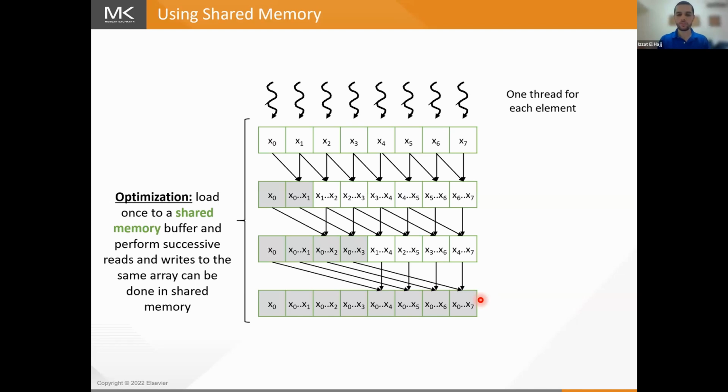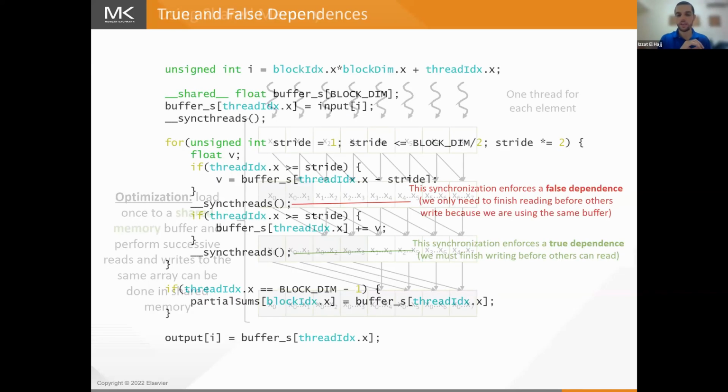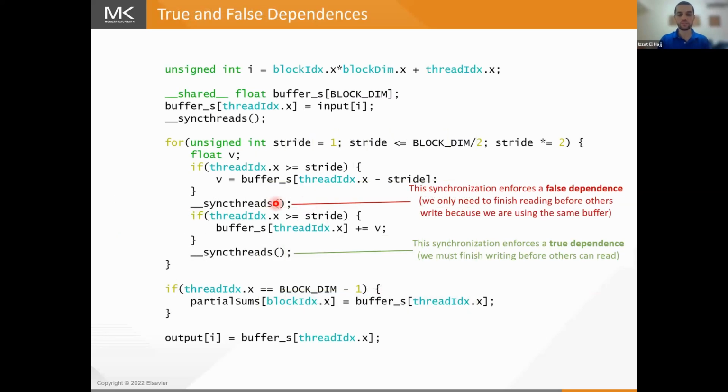We also observed that in our initial implementation, we distinguished between two different sync threads. One of them was enforcing a true dependence, and another one was enforcing a false dependence. A true dependence is where we need to wait for a thread to finish writing something before we read it. Here it's a true dependence because we really need to wait: I cannot read something before it gets written. Whereas the false dependence is where we wait for a thread to finish reading something before we write to it. That dependence is only there because we're using the same memory location to write to where the previous value was. But we don't really need to wait for that value to be read in order to write, for the sake of the computation.